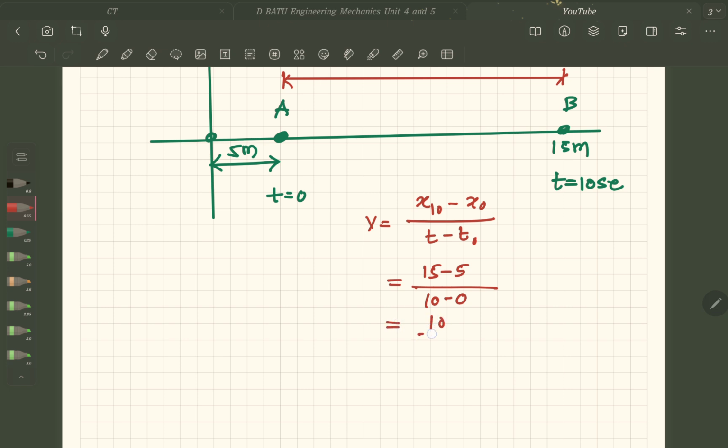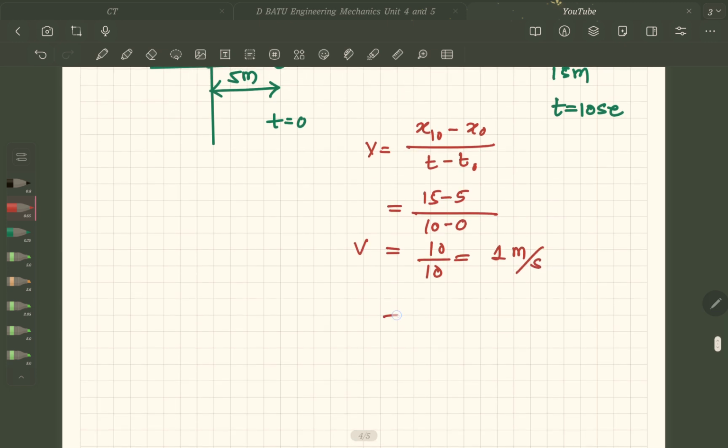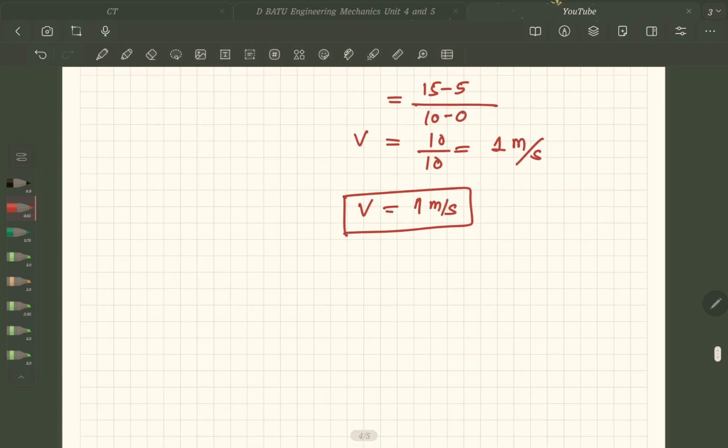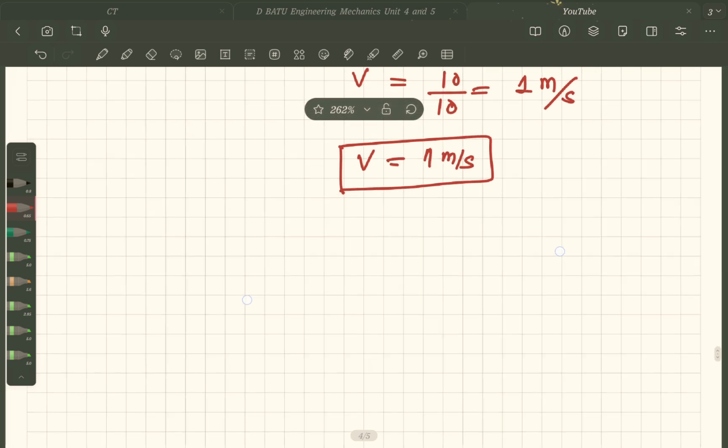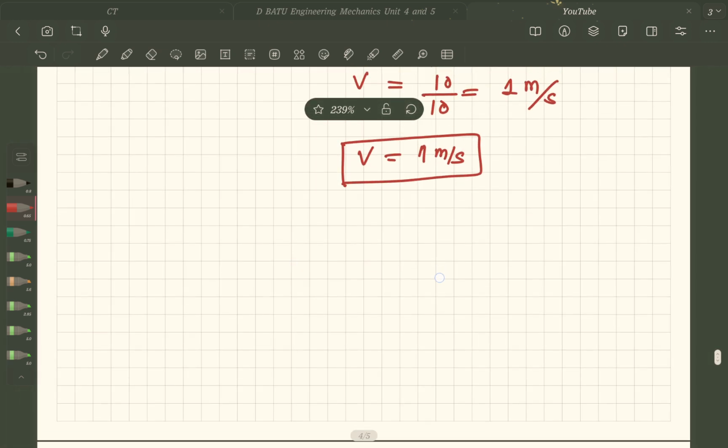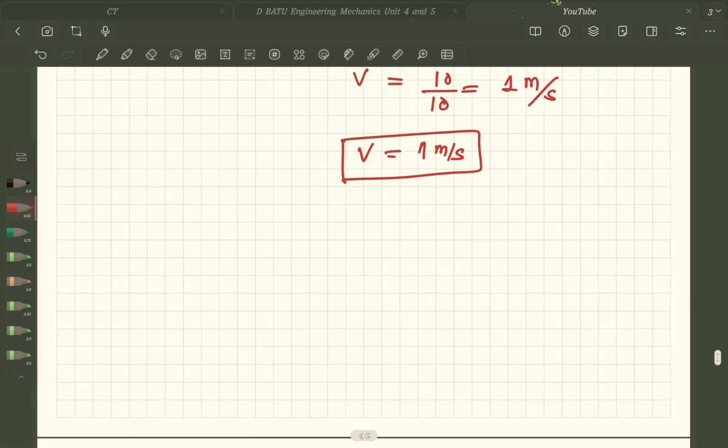So it becomes 10 divided by 10. So it will be 1. Displacement is in meter, time is in second, so the velocity is 1 meter per second. This is the velocity. Now to define this velocity, there are two ways of defining it. One is instantaneous velocity and another one is average velocity. So there is a difference between instantaneous and average velocity. So first we'll try to understand what is average velocity.